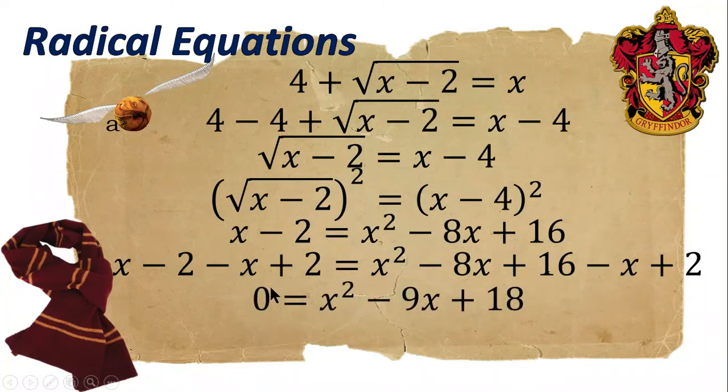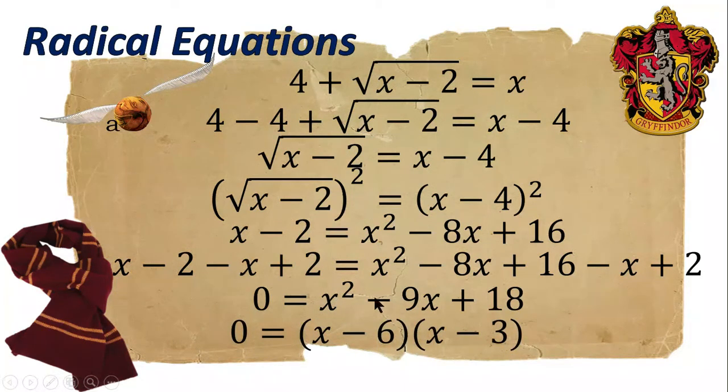So this side will be 0, and then x squared doesn't have like terms, so I will write x squared, and then negative 8x and negative x are like terms, so I need to add them. So negative 8 plus 1, invisible 1, here will be negative 9x, and then 16 plus 2 is 18. So what we get is x squared minus 9x plus 18. So I factor out this. So the factor of x squared minus 9x plus 18 is x minus 6 and then x minus 3.